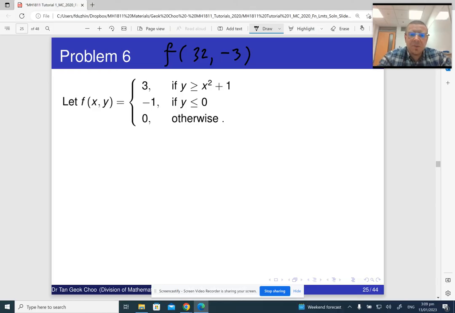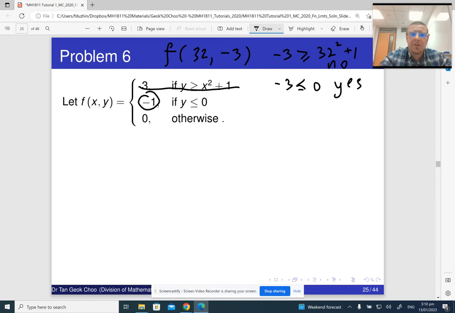According to the recipe, you should check whether y is bigger than or equal to x squared plus 1. Here y is negative 3. So is it true that negative 3 is bigger than or equal to 32 squared plus 1? And the answer is no, so we are not in this case. Now, is it true that y is less than or equal to 0? Negative 3 is less than or equal to 0, and the answer is yes. So the value of this function at the given point is negative 1.